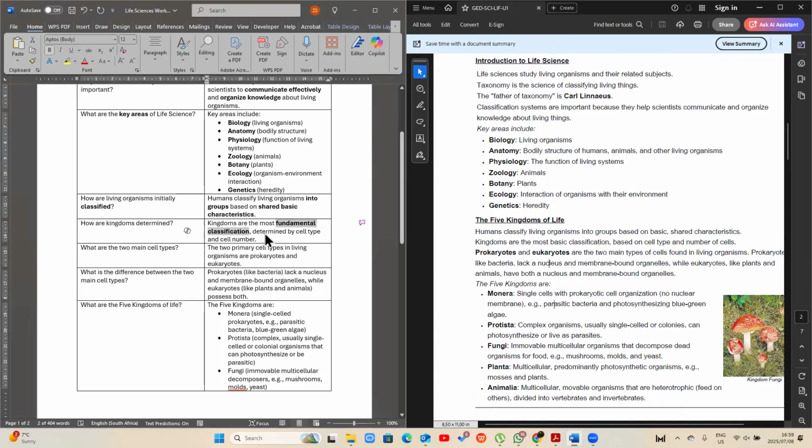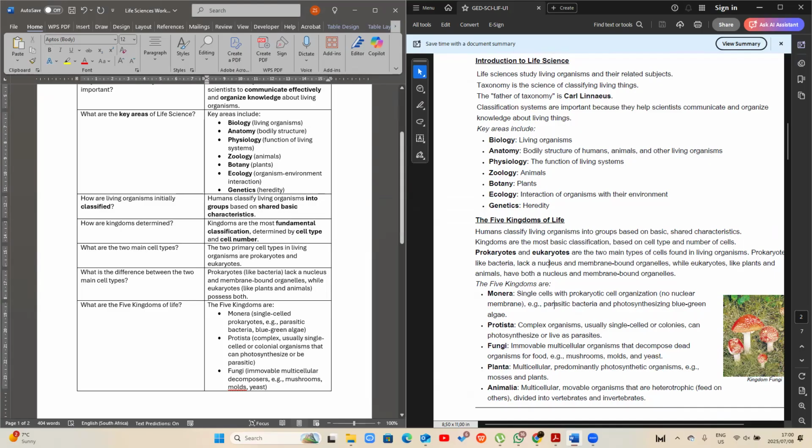And kingdoms are determined by cell type and cell number. This means that when we classify living organisms, we're first going to take a look at living organisms that have the same type of cells and the same amount of cells. And then they will be placed into the same kingdom and later be subcategorized.